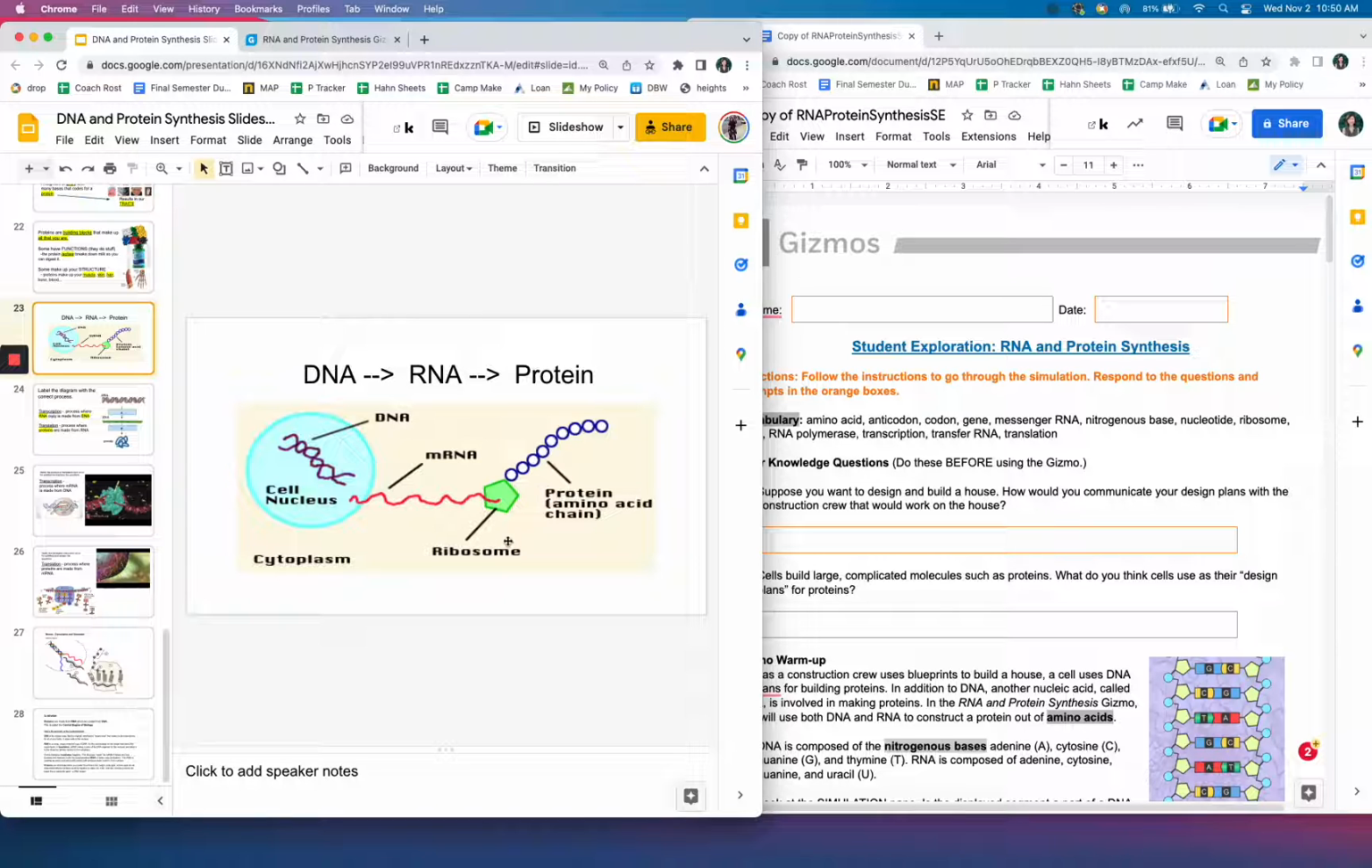So it's kind of like if you went to the library and wanted to get a recipe for a dish, but they won't let you check out the cookbook. So what you could do is take a picture of the recipe and then bring that picture over to your kitchen and read the recipe and go ahead and make the dish. So that's sort of how that works.